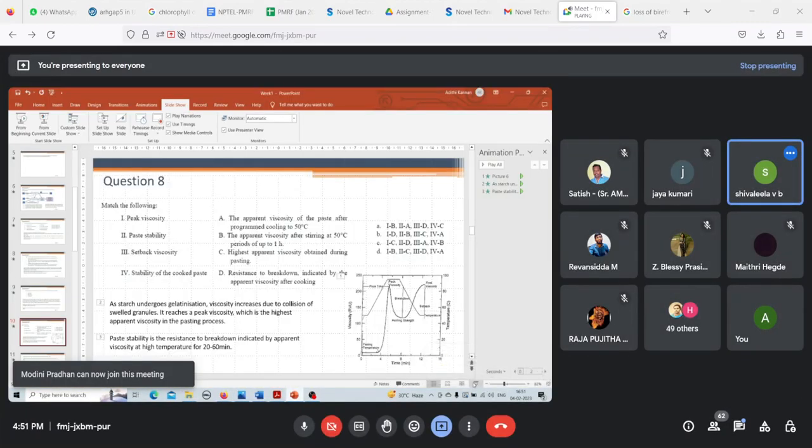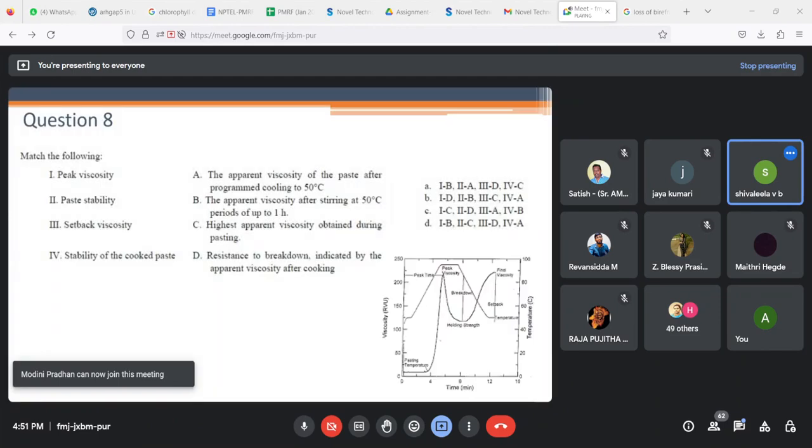So what happens after that? What is paste stability? Resistance to breakdown. Yeah, so paste stability is the resistance to breakdown. So how do you calculate that? For peak viscosity, we can keep on increasing the temperature till 95 degrees or so, and you'll keep measuring the viscosity. The maximum viscosity that you will get is the peak viscosity. How do you measure the paste stability or the resistance to breakdown?